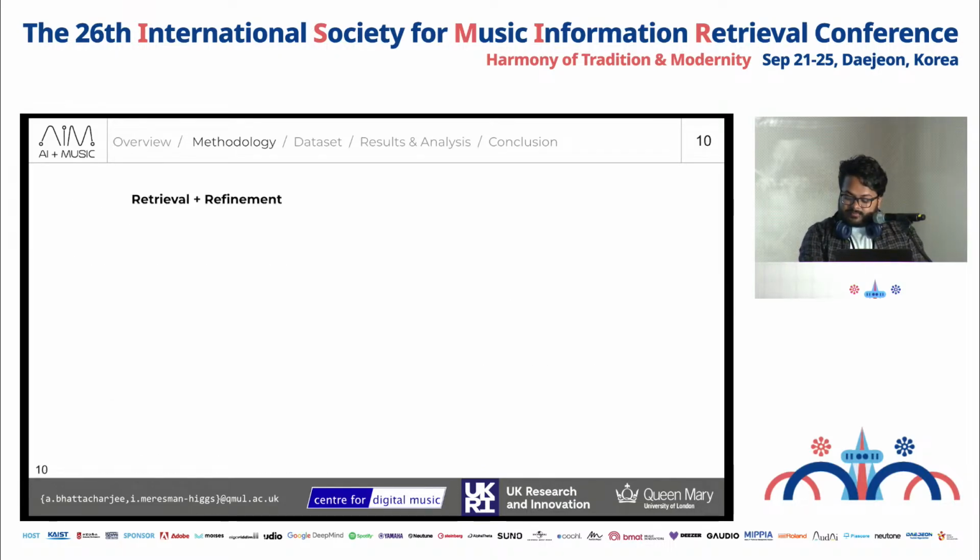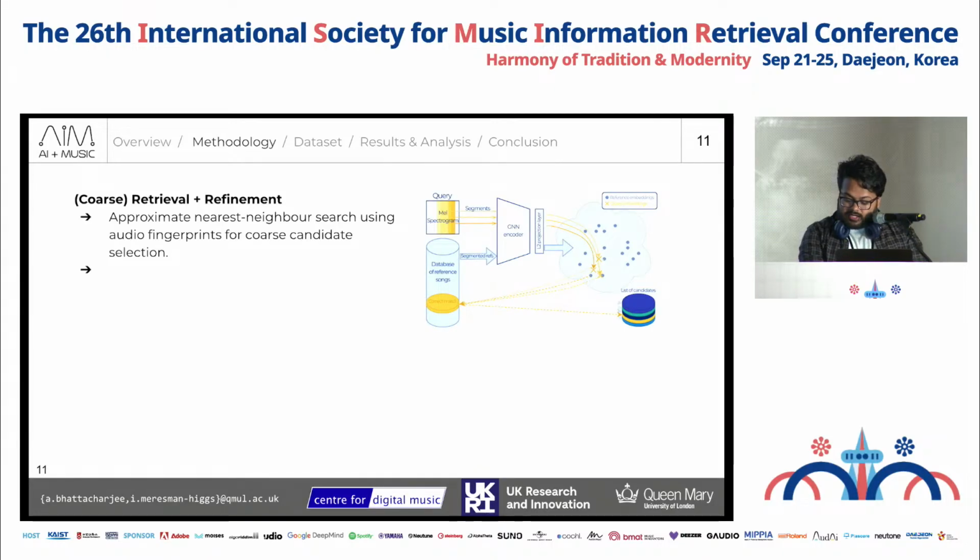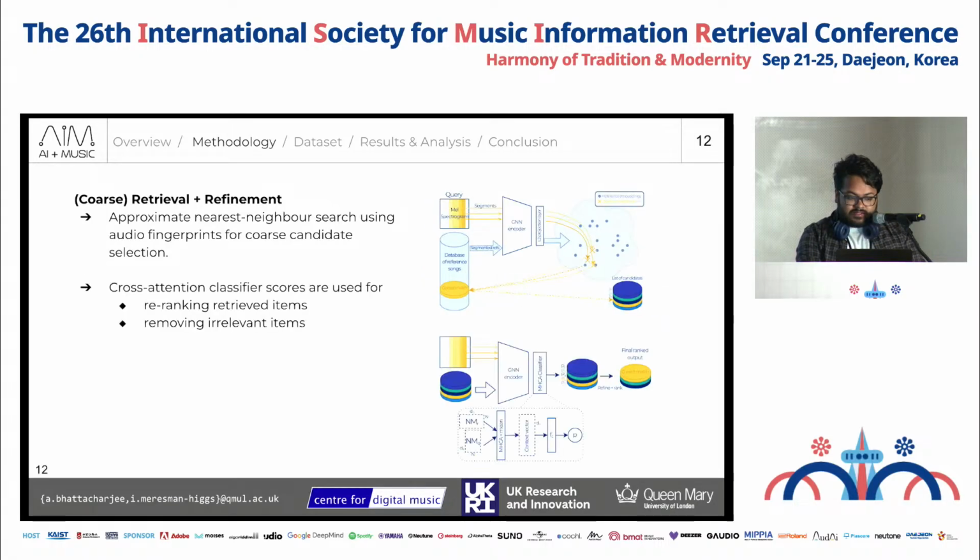During inference, we retrieve the matching reference in two stages. Given an audio query, we compute the audio fingerprint using our encoder, and we do an approximate nearest neighbor search to retrieve a set of coarse candidate matches. And that's where the classifier comes into the picture. We use the classifier scores to refine and re-rank these retrieved candidates.